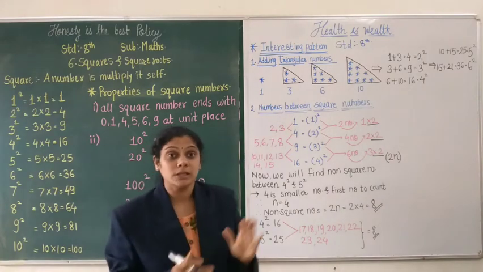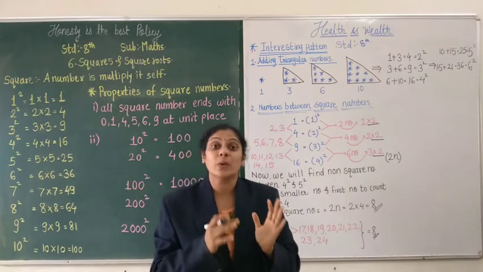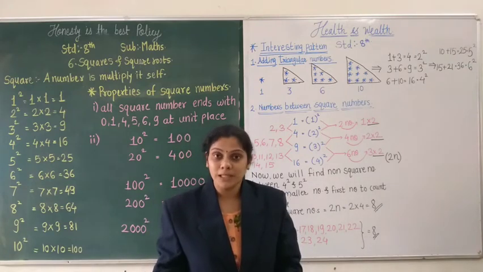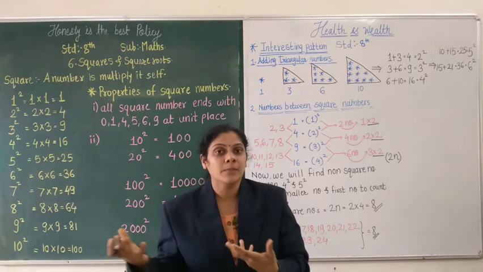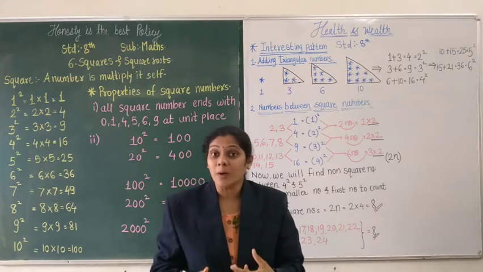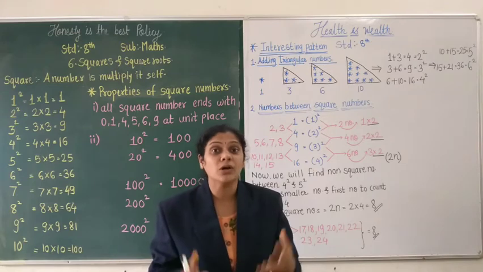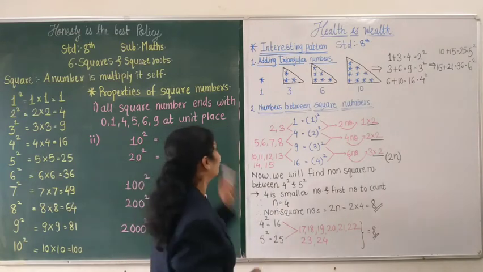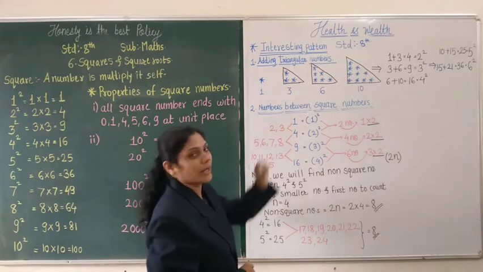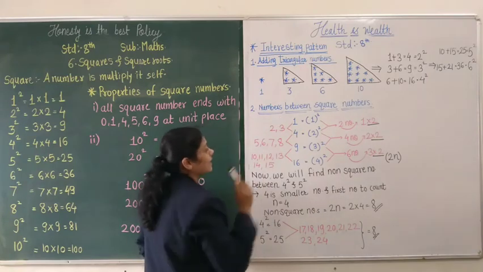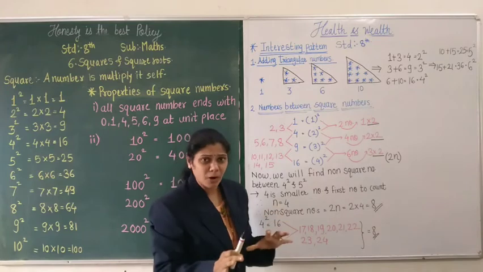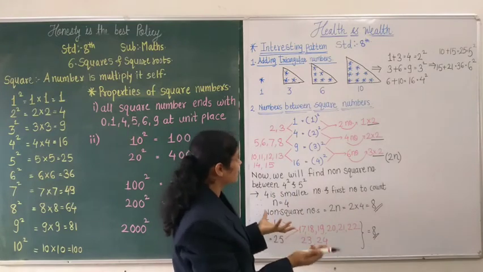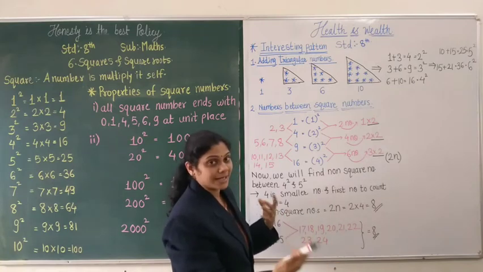Now the next pattern is numbers between square numbers. Dear student, this point is very important for your competitive exam, scholarship exam, or Olympiad exam. So listen carefully and watch carefully. Numbers between square numbers. Now look here. I wrote some important points in different colors so that you can see them easily.